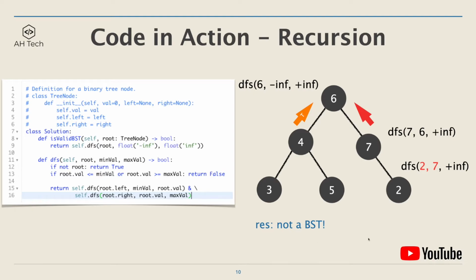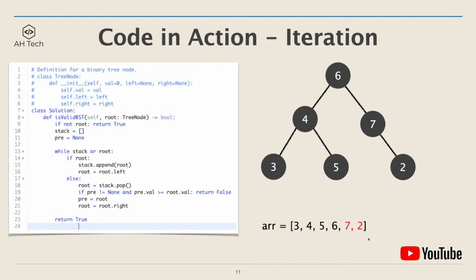And next, let's look into the iteration approach. The code for the iteration approach is exactly the same as performing the in-order traversal of a binary tree. Besides that, we have a pre node here for checking the values of the previous node and the current node for the requirement of a binary search tree. And as we mentioned, the in-order traversal of a binary search tree should be a sorted array. So you can just picture this tree as an array, and you can immediately see that this is not a sorted array. So this could not be a binary search tree.